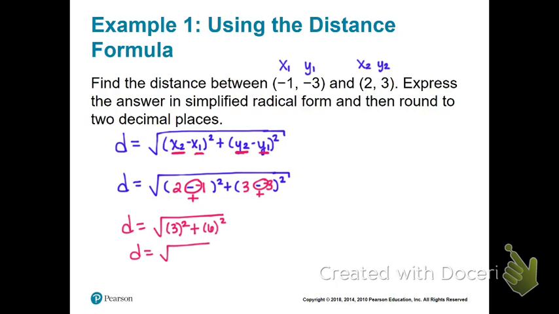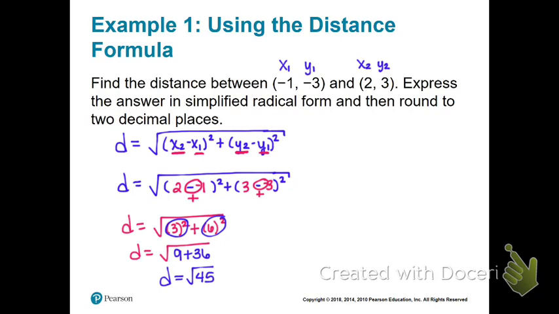So I get the square root of, now I can't just take the squares and say the square and square root cancels because of the plus sign in the middle. But what is 3 squared? 9. Plus what is 6 squared? 36. And then we can add them together, so I get the square root of 45.